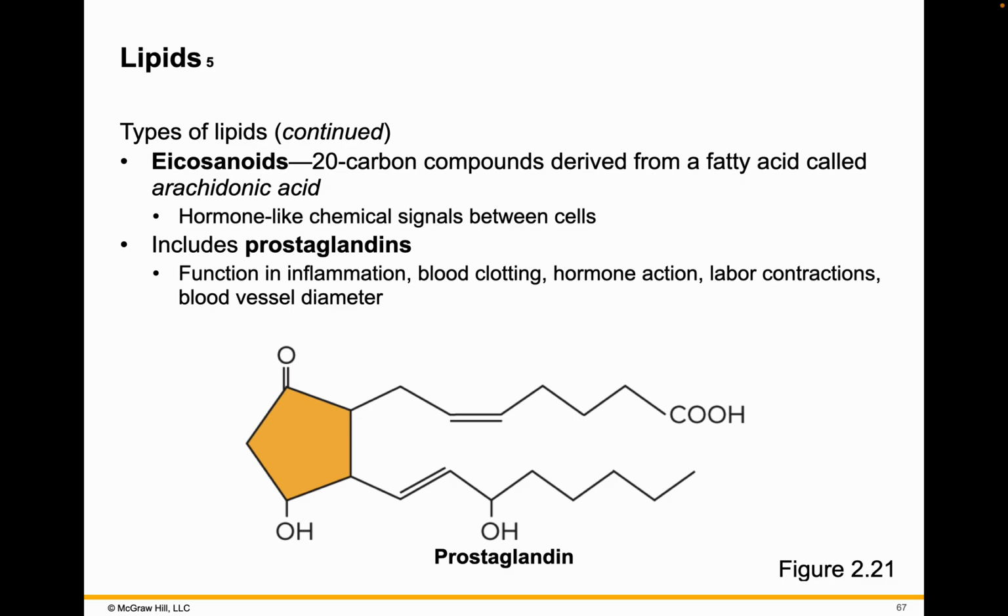Eicosanoids are 20 carbon compounds derived from a fatty acid called arachidonic acid. They act as hormone-like signals between cells. They would include the prostaglandins, and prostaglandins have a very large role in inflammation, blood clotting, hormone action, labor contractions, and blood vessel diameter.